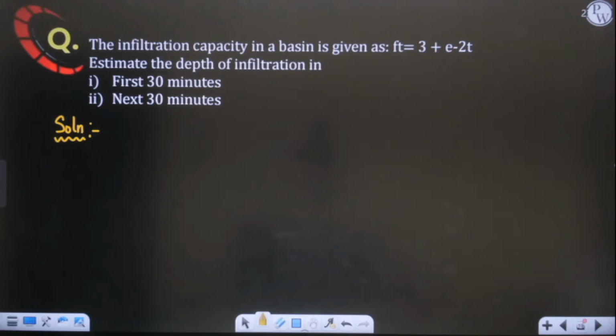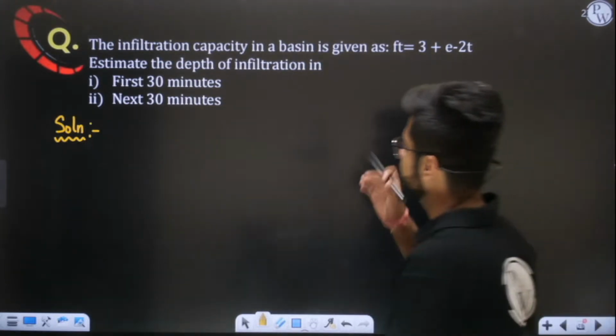Yes, you are saying. Great. No. In the second case, we will obviously take from 30 minutes to 60 minutes, not from 0 to 60. Yes, you are right here. Yes, perfect.